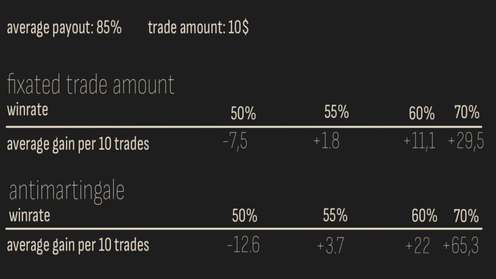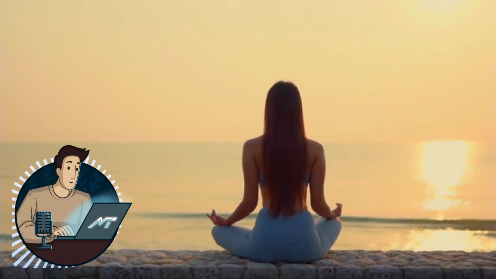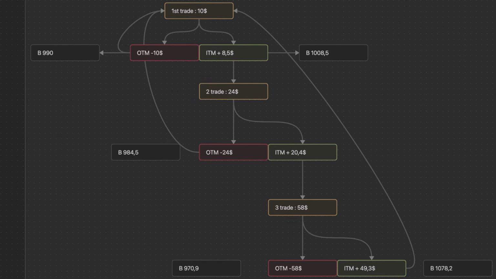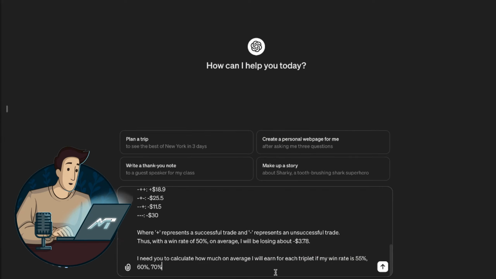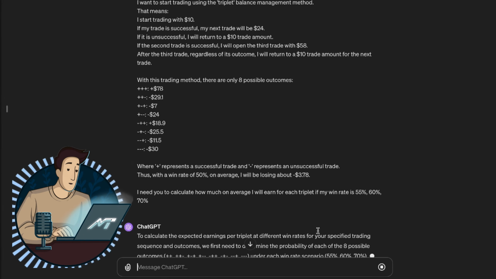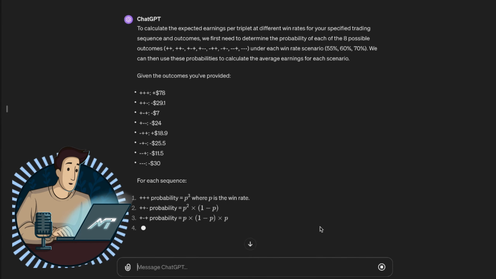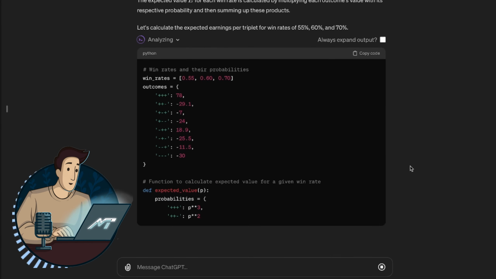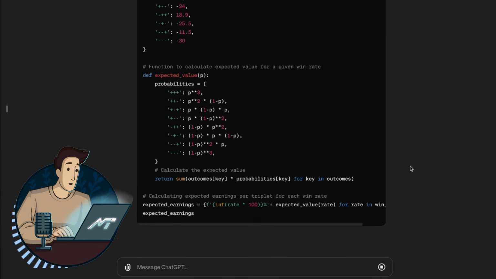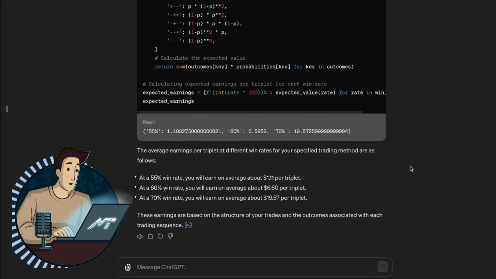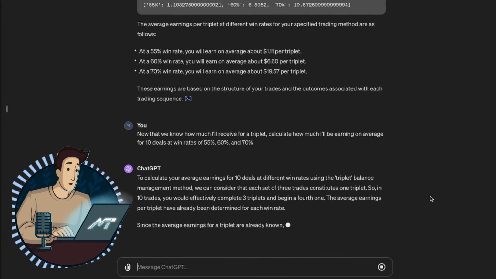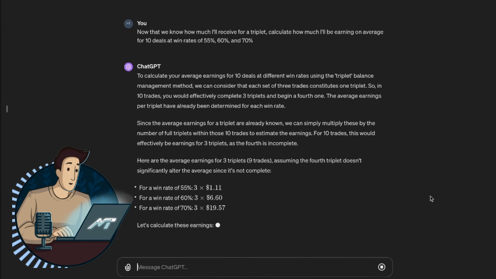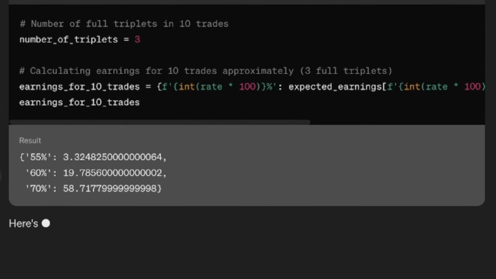Now let's see what you make if you trade with a plan, control your emotions, and manage risk well. In other words, let's calculate an average income per triplet for different win rates. To find out the average profit per triplet with a certain win rate, we need to write down how much money each of the 8 outcomes gives. Calculate the chance of each outcome with a particular win rate. Multiply the money from each outcome by its chance. Add up all the numbers. Find the average profit per triplet. To remove any doubts about my calculations, I'll do them right here in the video with ChatGPT.